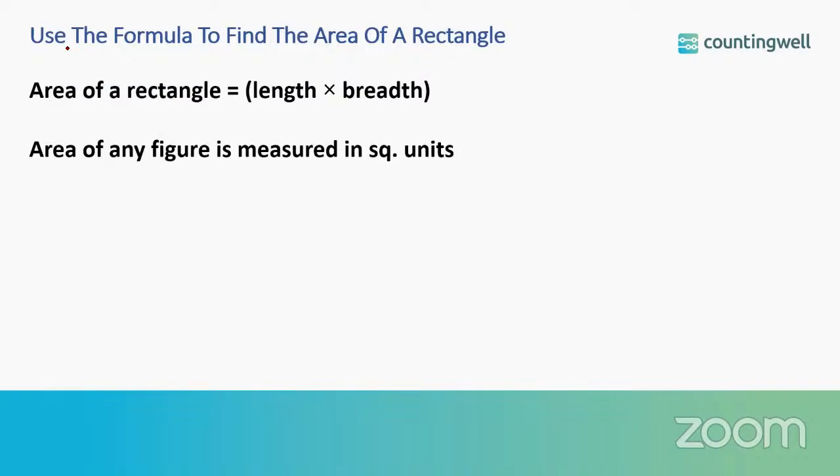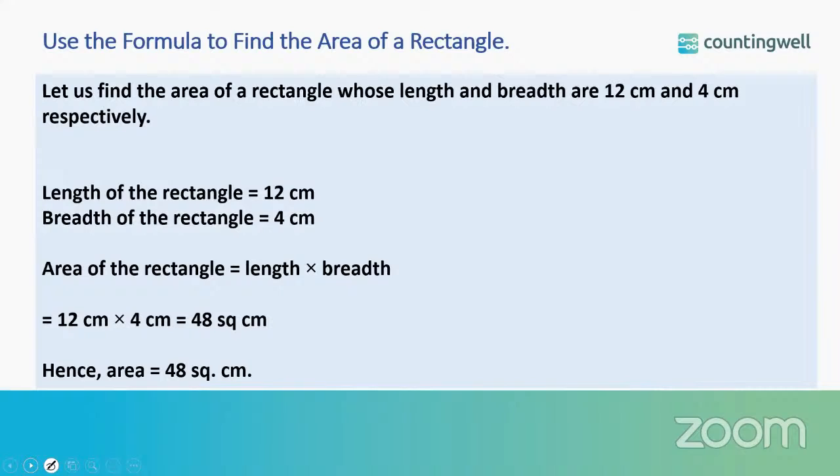Now, let us use the formula to find the area of rectangle. We saw how to find the perimeter of a rectangle. Let us see how to find area of a rectangle. So area of a rectangle is nothing but length into breadth, and area of any figure is measured in square units. So it can be square meters, square centimeters, and so on.